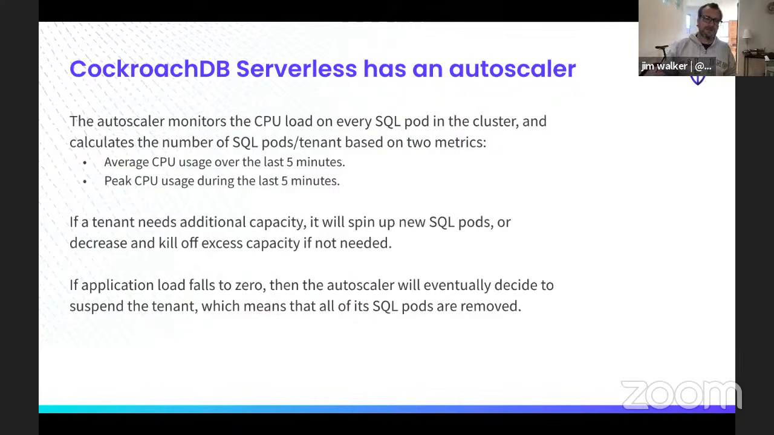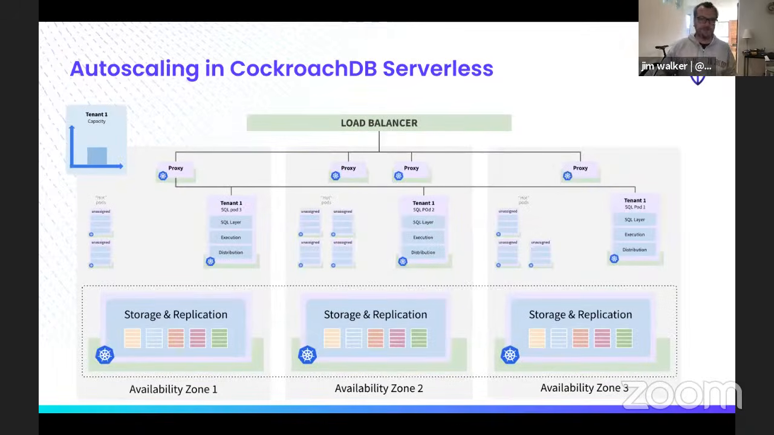And then also, if the CPU load falls to zero, the autoscaler will decide to suspend that tenant as well, which means let's get rid of all those SQL pods. And so that's all automated on the back end, and part of what we built is CockroachDB Serverless. So let's just show a little bit of how that works, right? So here we go. Here's our CockroachDB Serverless.